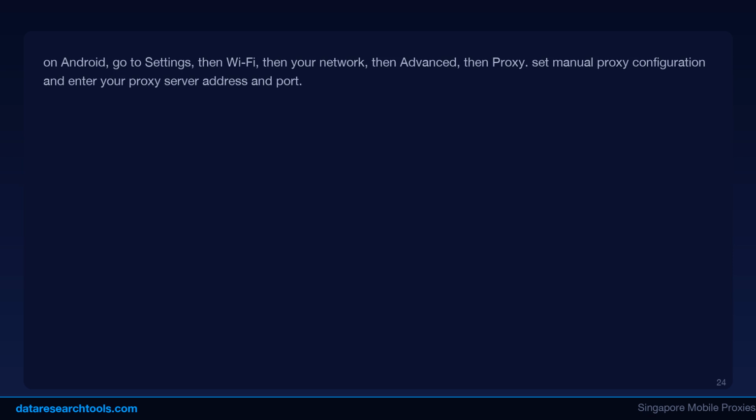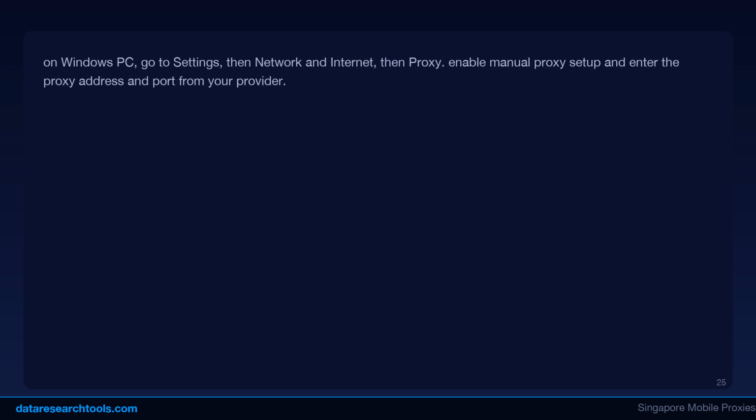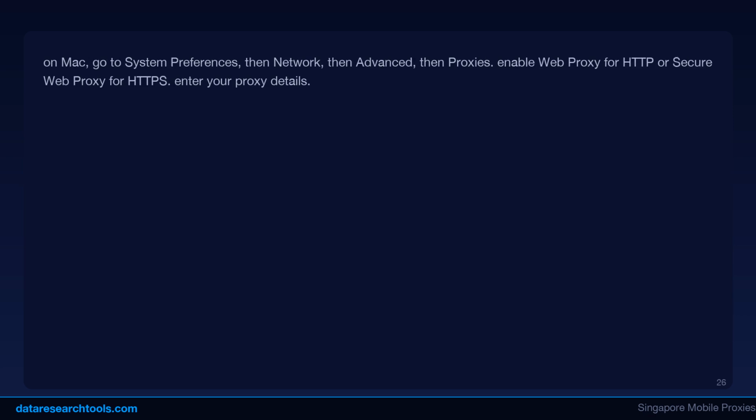On iPhone or iPad, you can configure a proxy in settings, then Wi-Fi, then your network, then configure proxy, enter your proxy provider server details, or use a proxy app from the App Store. On Android, go to settings, then Wi-Fi, then your network, then advanced, then proxy. Set manual proxy configuration and enter your proxy server address and port.